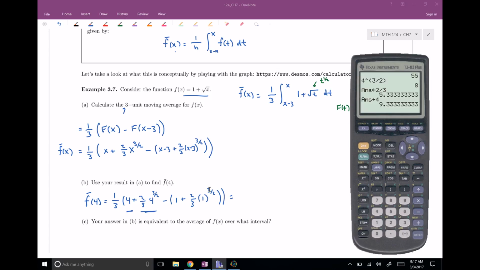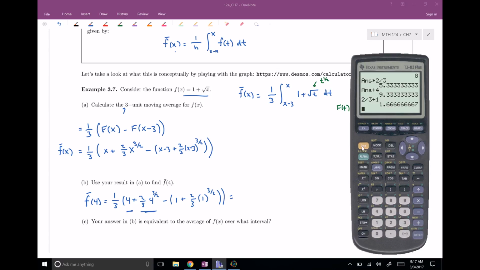Well, let's see. 1 to the 3/2. Well, 1 to any power is going to be itself. So I'm going to have 2/3 plus 1. So let me figure out what that is. So 2/3 plus 1. Okay, 1.666. And that's what I need to subtract away from my 9.333.